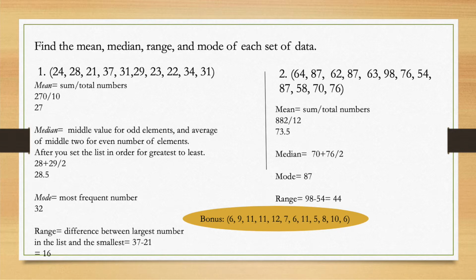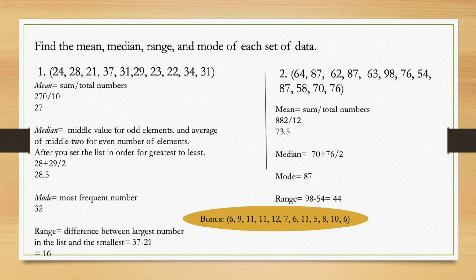So I'm going to give you a verbal way of how you're going to be solving it. You're going to add 24, 28, 21, 37, 31, 29, 23, 22, 34, and 31. And when you add those together, you're going to get 270. Then you're just going to divide that by the total numbers. In this specific data, we have 10 numbers. So we're just going to divide 270 by 10 and receive our answer, which is 27. So our mean is 27.